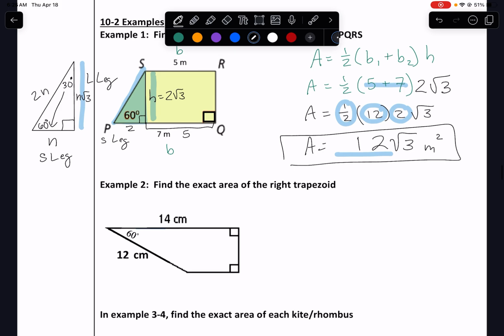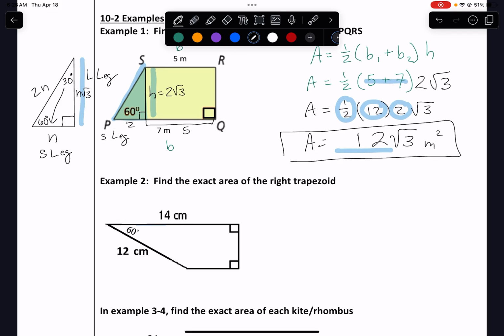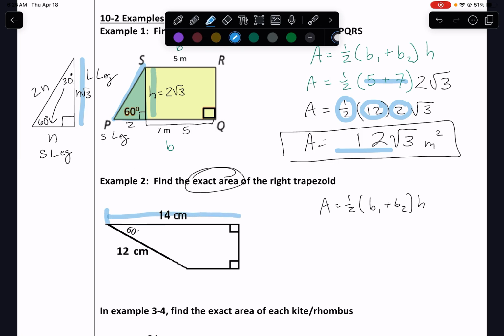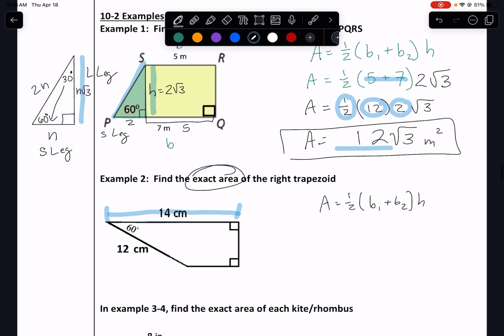Okay. So for the next one, it says find the exact area of the right trapezoid. So we've got a trapezoid, so area equals 1/2 the sum of my two bases times the height. I'm looking right now and I see one of the bases is 14, so I can plug that in. But I don't know the other base and I'm missing the height.